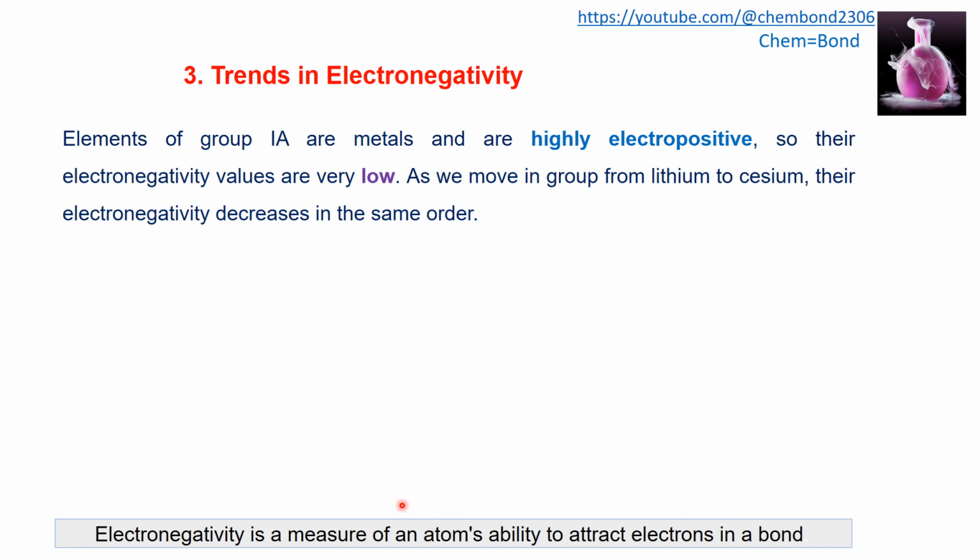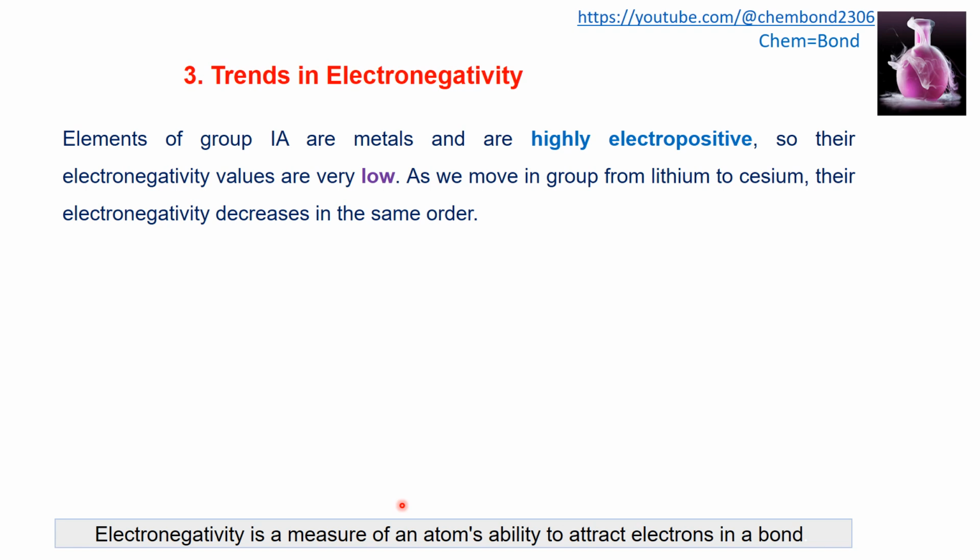So when a covalent bond is formed between two atoms, they will share the electron pair, so there is a natural tendency of an atom to attract the electrons towards itself. It is the property of an atom that determines how much it will attract the shared electron pair toward itself.